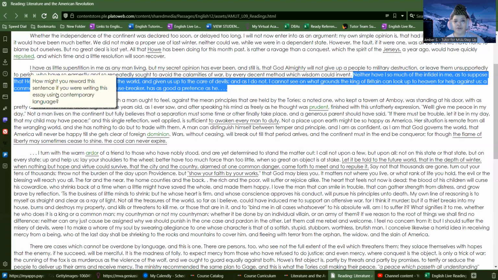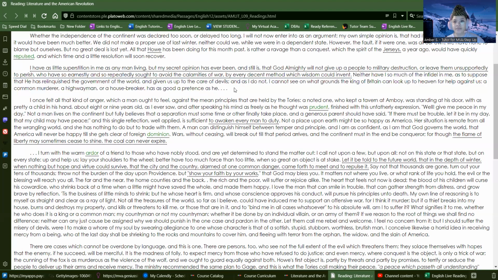He says, a common murderer, a highwayman, or a housebreaker has as good a pretense as he. So he's saying that anybody who is a murderer, a highwayman, like a highway robber, like bandits, or a housebreaker, someone that breaks into homes, like a criminal, has the same right that the King of Britain does to ask for help against his enemies. And that's saying a lot.